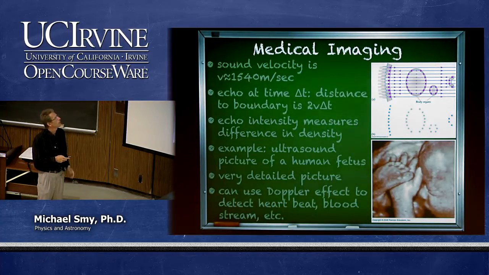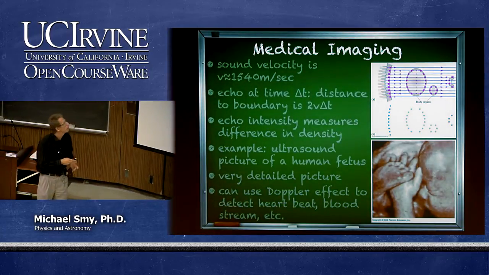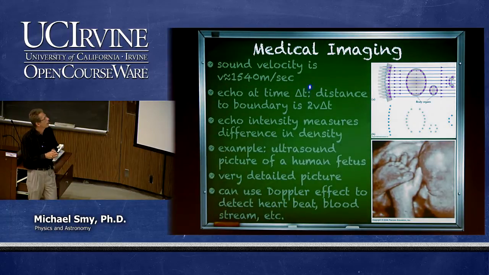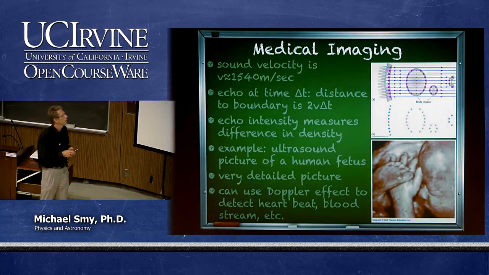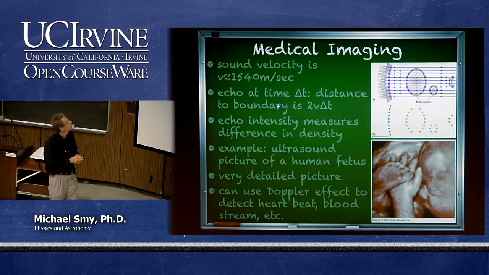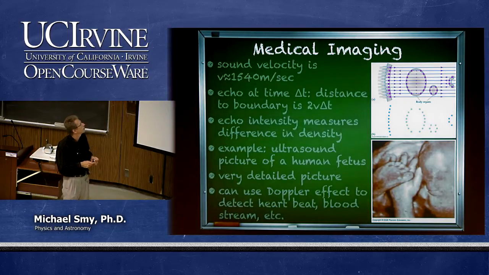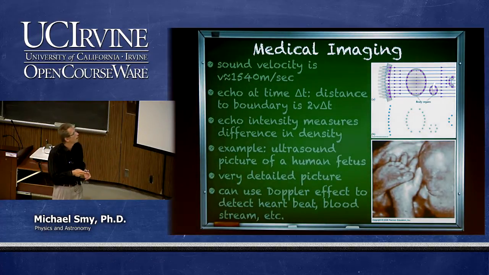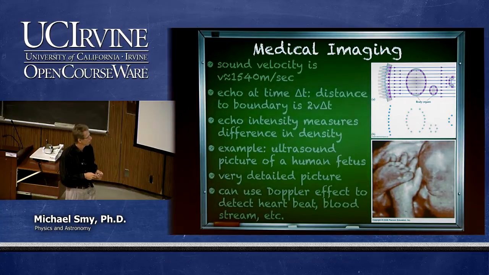What you need to know, of course, is the sound velocity in the human body, which is roughly the same as that of water, or 1,540 meters per second. The time delay between emitting the pulse and observing it is related to the distance to the boundary: twice the distance equals velocity times delta t. And the intensity of the echo tells you something about the difference in density of the various media. The most famous example probably is to look at pictures of a human fetus.